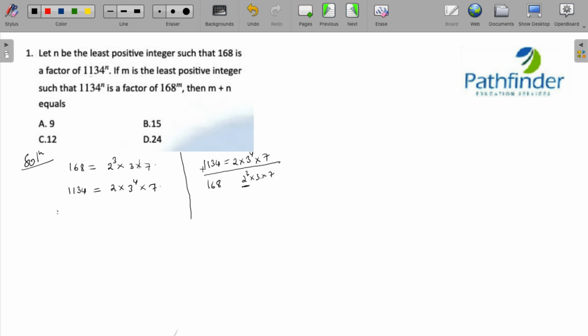So in order to ensure that 168 evenly divides some power of 1134, the least power of 1134 has to be 2 cube, and therefore 1134 to the power of 3 is the least power. 3 is the least power of 1134, so that 168 may divide this number. So you got the value of n is equal to 3.